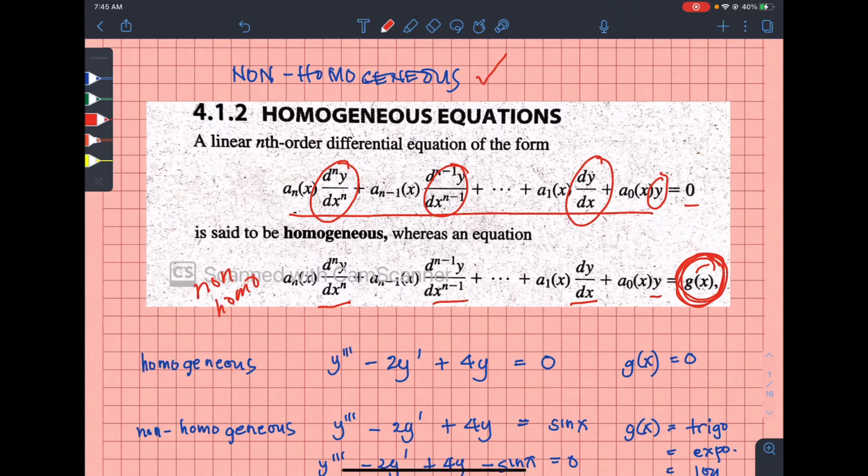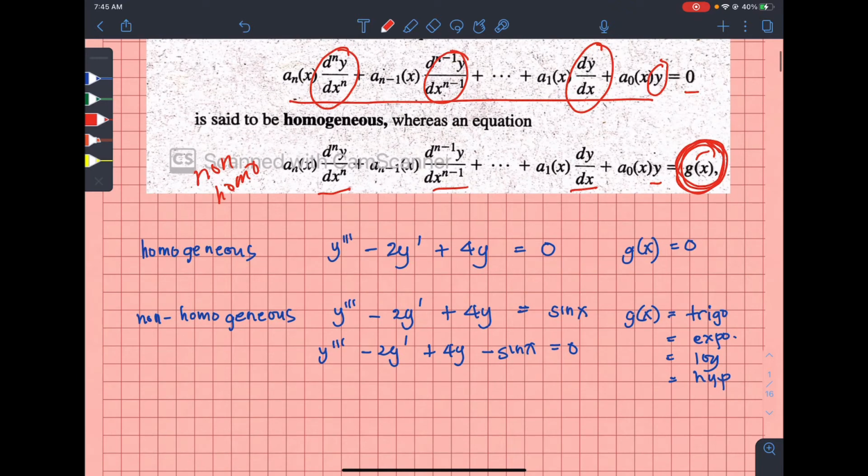An example is y triple prime minus 2y prime plus 4y equals 0. Here we have the dependent variable y and its derivatives, the first derivative and the third derivative, and there are no other functions involved. Therefore, that is considered a homogeneous equation.